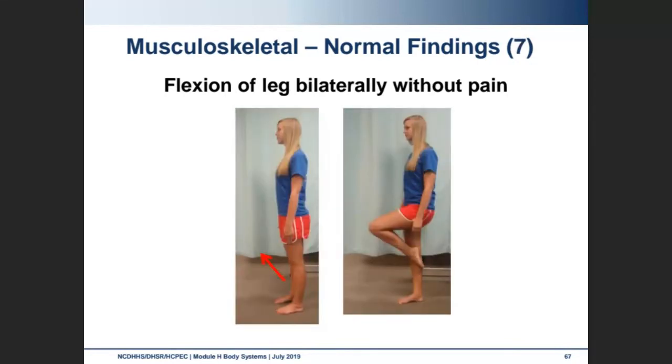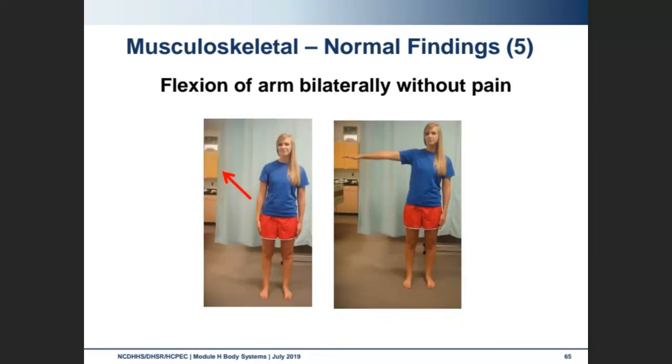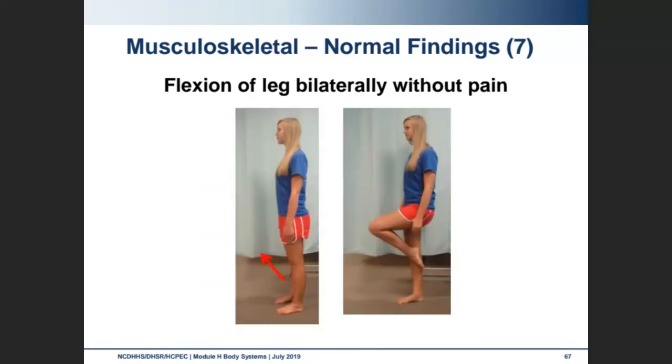So flexing, you think of flexing a muscle. I think I might have misspoke when I said that a second ago. When you flex your arm, you're bringing it in towards, right? So just like in this picture of the leg, you're flexing the leg up towards your body.